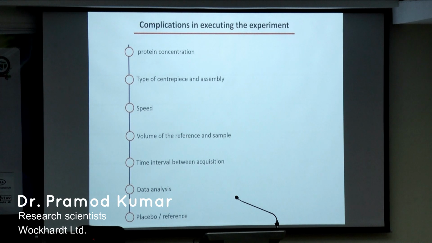The only thing you have to ensure is that the volumes are equal. If you have a difference in the volume, that will affect the path length of your light, and if a path length difference occurs, then fringe displacement will occur. This will again add noise to your sample. So we should be really careful when adding the volume of the reference and the sample while conducting your AUC experiment, especially for the interference data.